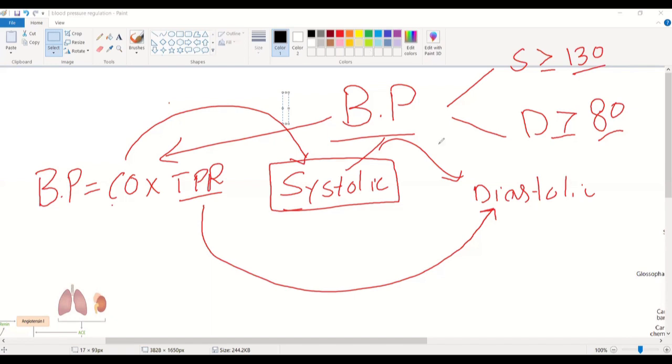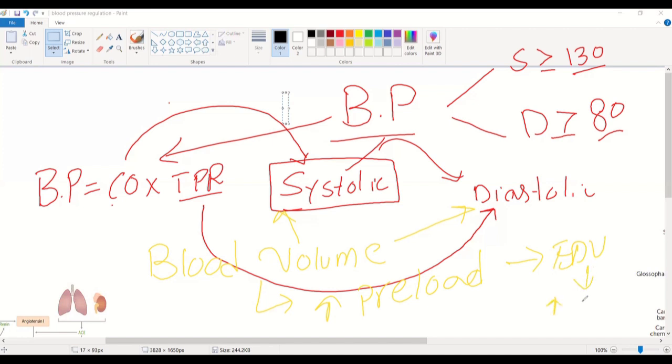So what about the blood volume? Does blood volume have any correlation with blood pressure? In which, diastolic or systolic? I think it'll be diastolic. Okay, so blood volume increases systolic as well as diastolic, because blood volume increases preload as well, right? Increased preload increases end-diastolic volume and increases stroke volume, or cardiac output, right?